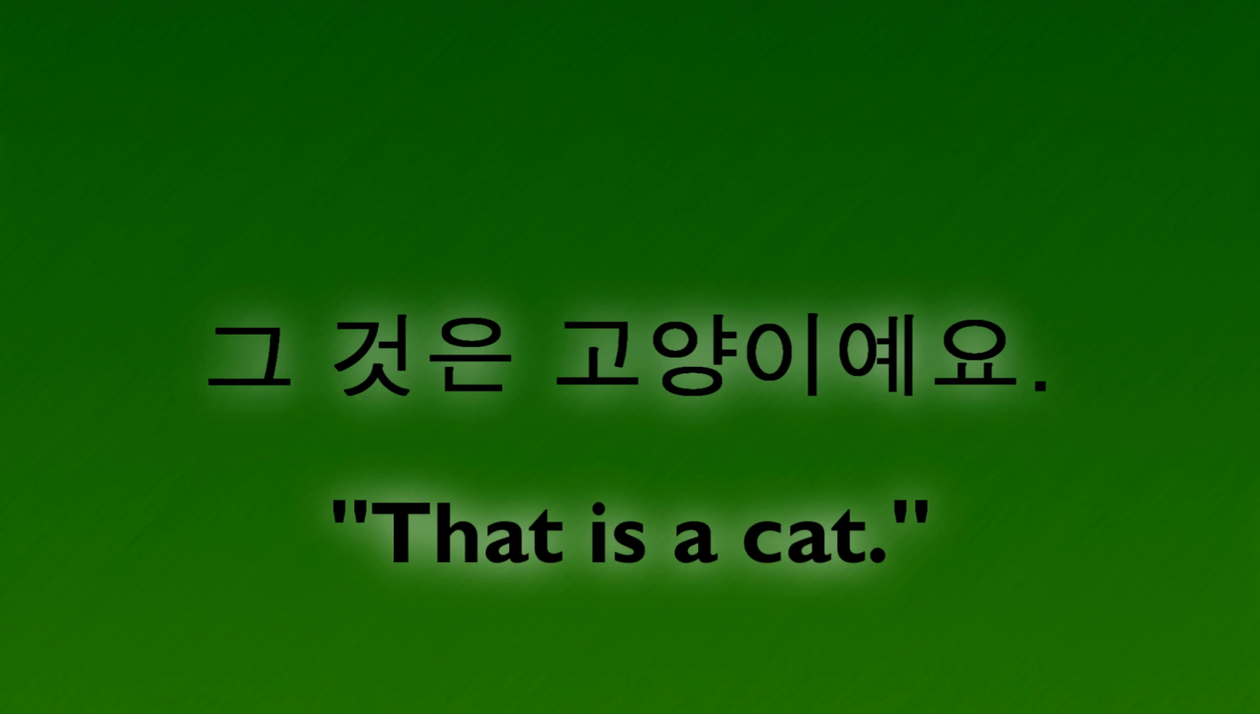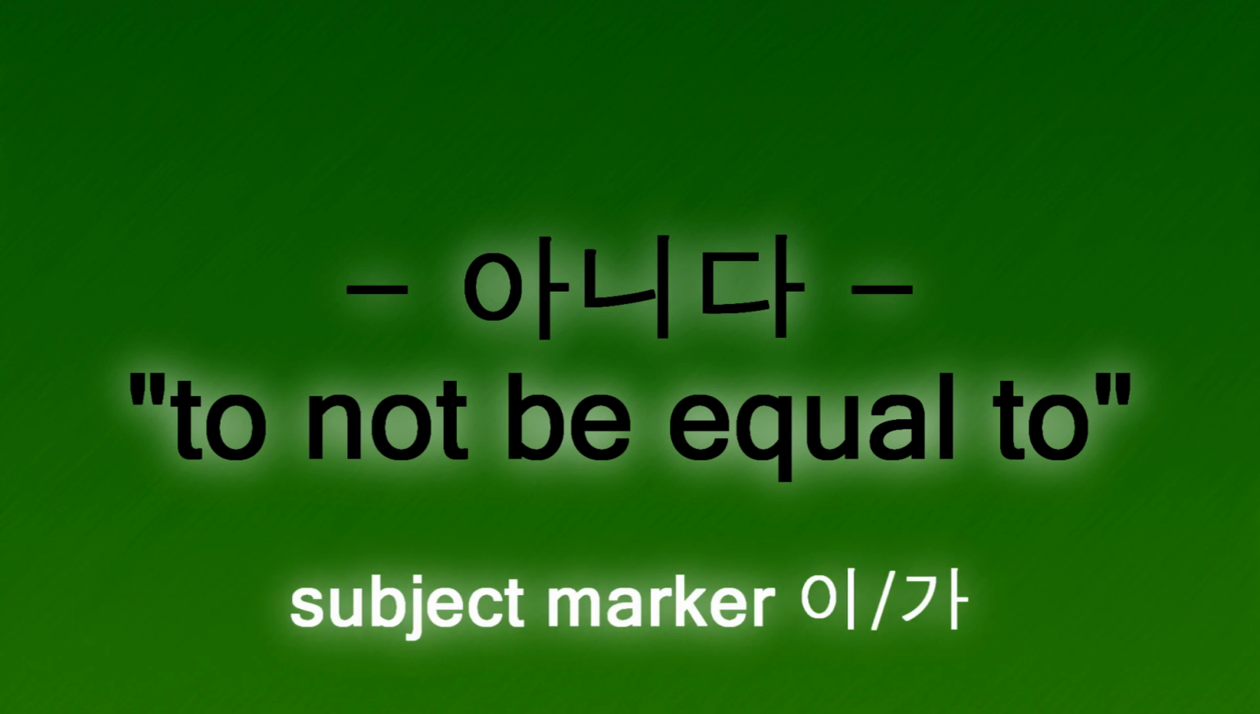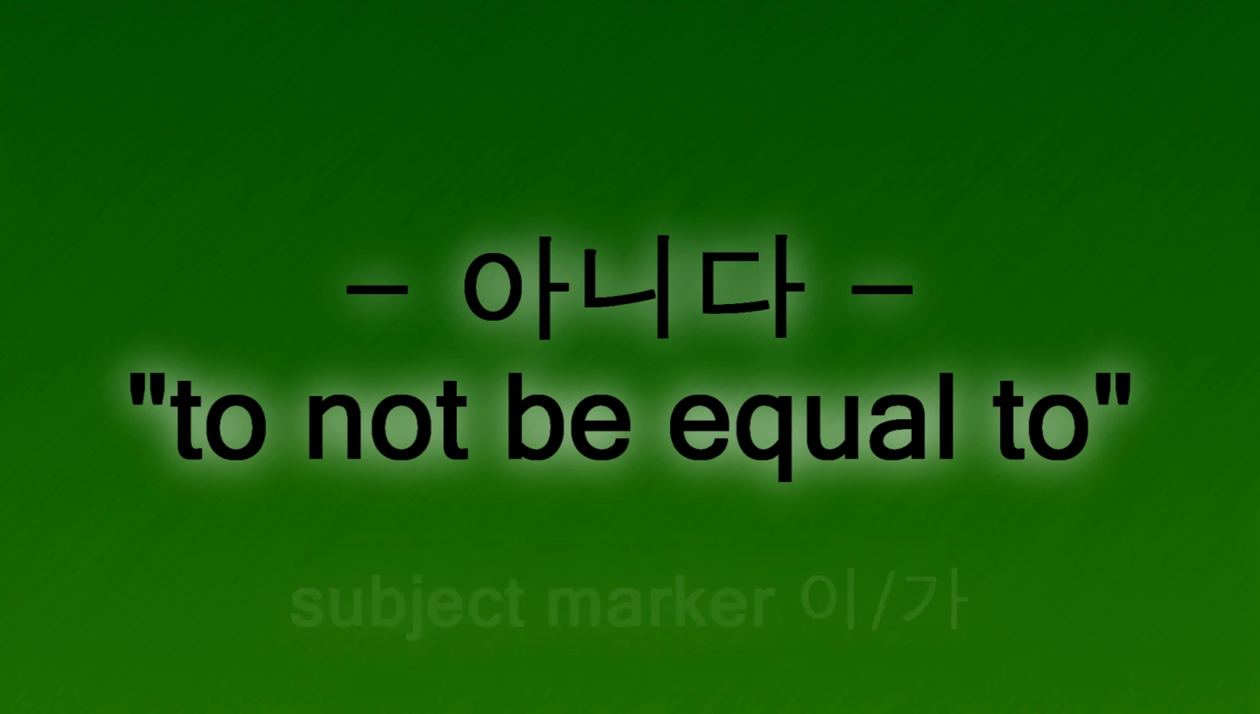그것은 고양이에요. 아니다 means to not be, and is the opposite of 이다. You can think of it therefore meaning to not be equal to. You should note that when using 아니다, you should use the subject marker 이 or 가 to mark what it is that you're saying is not something, though this can be removed if you're speaking in slang. 이다, however, does not use a subject marker at all.